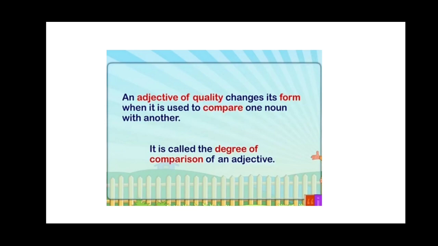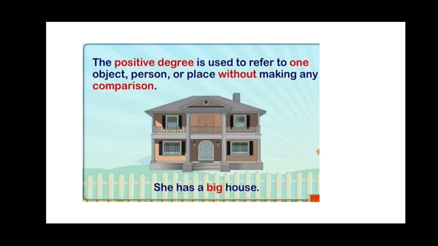So first you should know what is a degree of comparison. An adjective of quality changes its form when it is used to compare one noun with another. Usually in degrees of comparison we compare one noun with another, isn't it? For that, adjectives of quality are very important. So that is called degree of comparison.